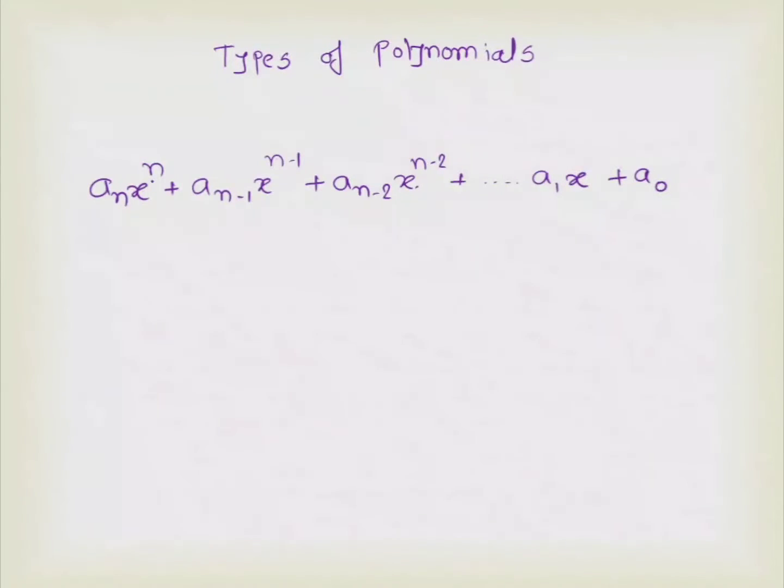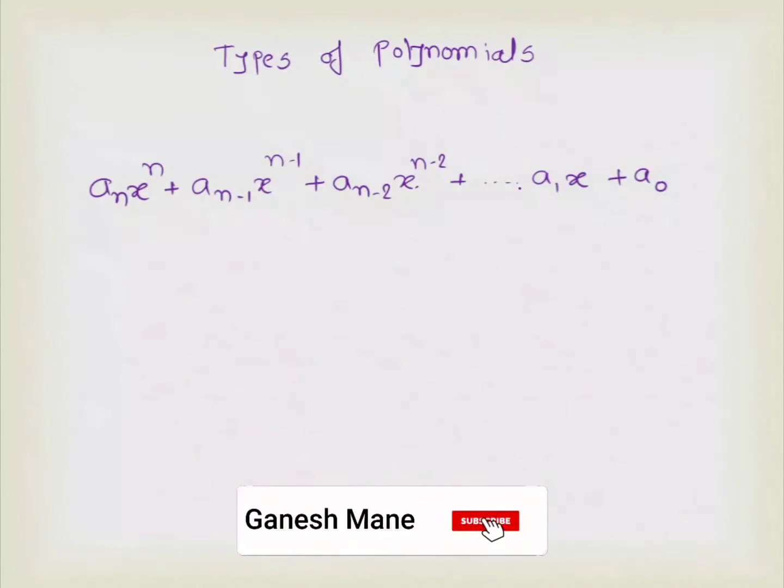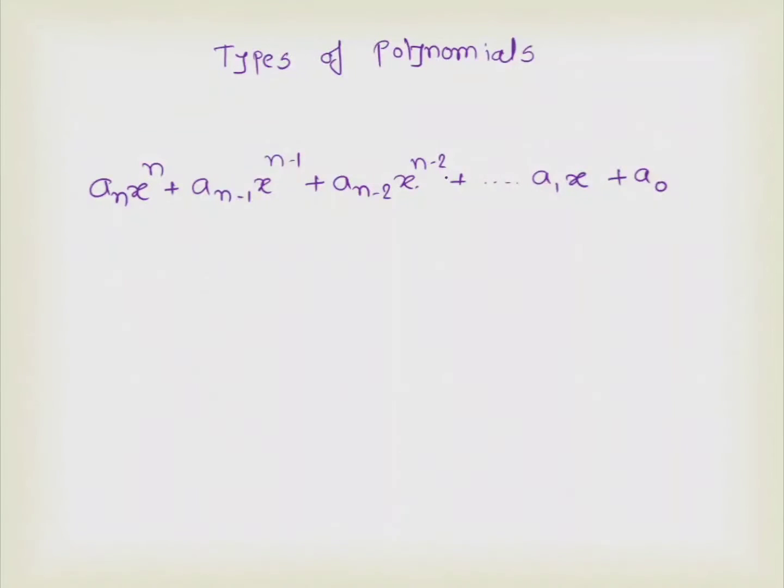So a_n x raised to n plus a_(n-1) x raised to n minus 1 plus a_(n-2) x raised to n minus 2 up to a_1 x plus a_0. So this is the general form of a polynomial where a_0, a_1, a_2 up to a_n are all real numbers, and this is the polynomial which has only one variable, that's x. So this is the general form of a polynomial.